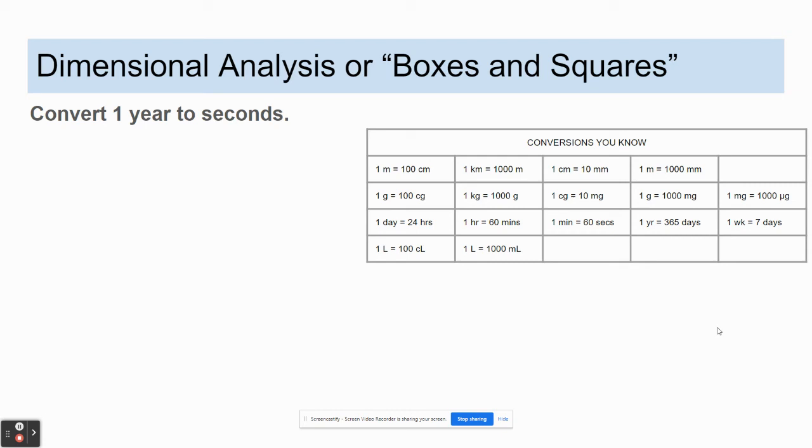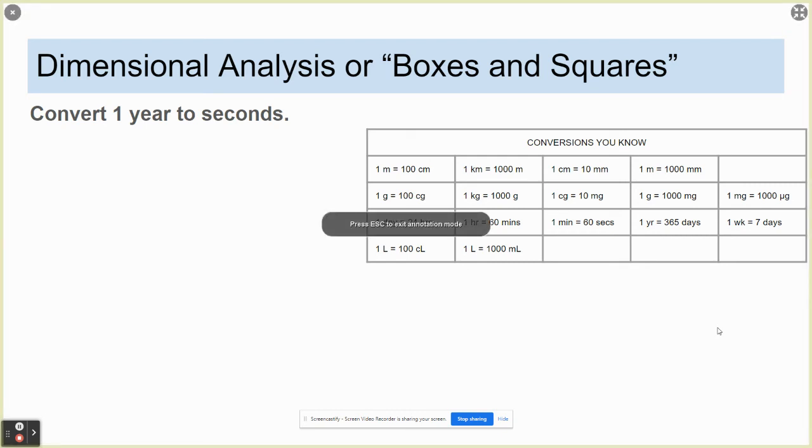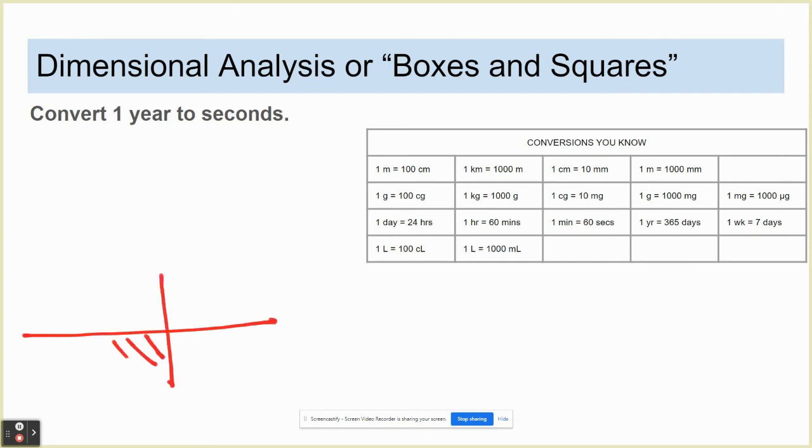All right. So, for example, I want to convert 1 year to seconds. So, this is in time. Look, we're going to do this really quickly. So, again, the given is 1 year. YR is here. So I want to convert 1 year to seconds.